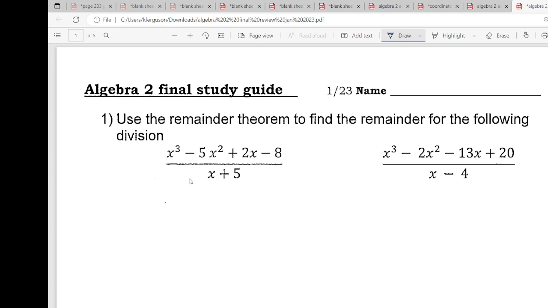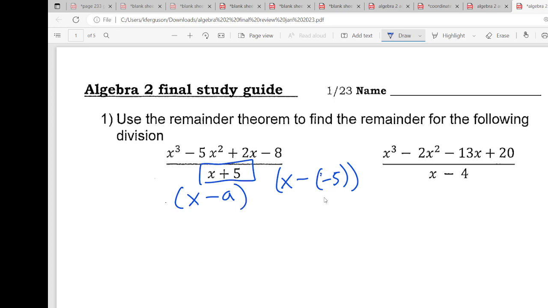So first thing we need to remember is that what I'm dividing by needs to be in this form, x minus a. And then a is what I plug in. But this thing right here is not in that form. That is x plus 5. So x plus 5 needs to be looked at as x minus a negative 5. Now it's in that form. Does anybody have any questions on getting x plus 5 to look like x minus a?